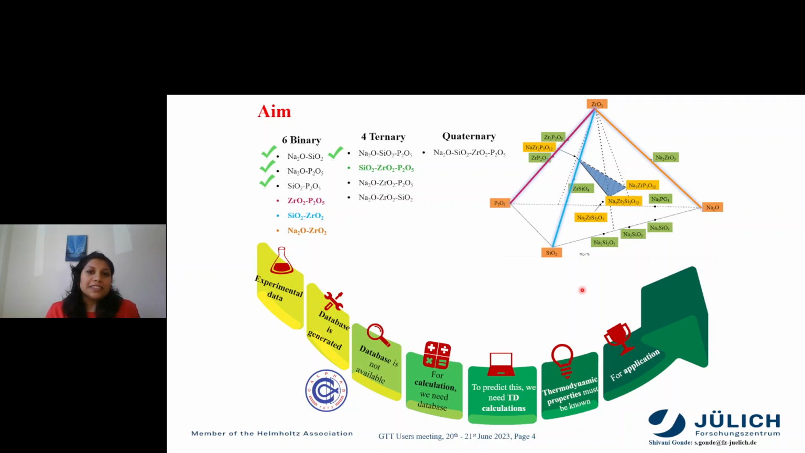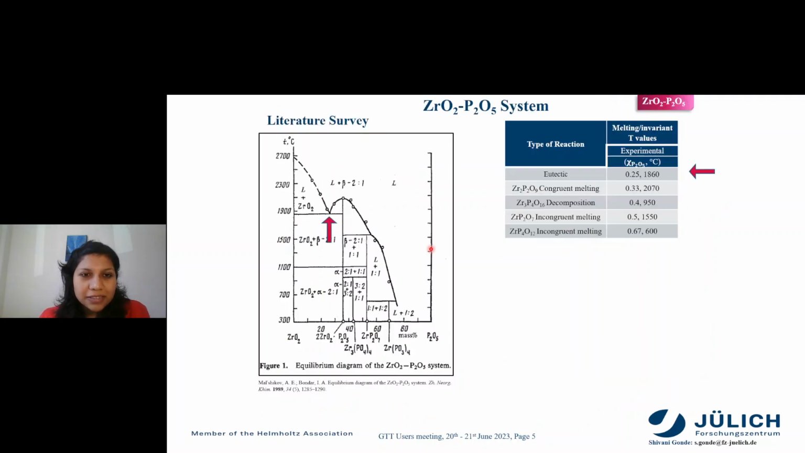So in this quaternary system, the thermodynamic datasets of three binary and one ternary systems have been studied before, and today I would like to discuss the remaining binary and one ternary system that I have performed in my PhD work. So in this zirconia phosphorus system, there is an experimental phase diagram available, with the following invariant points.